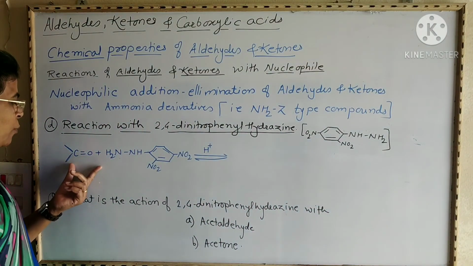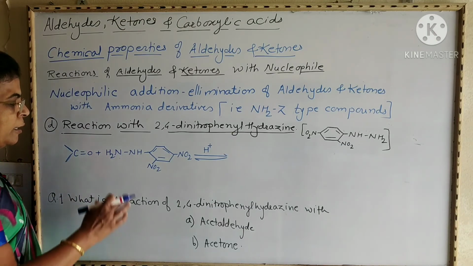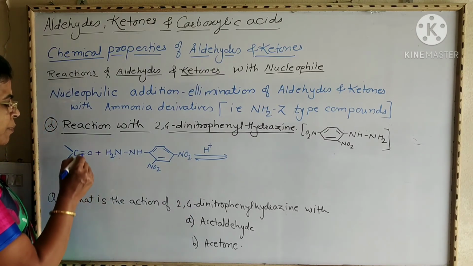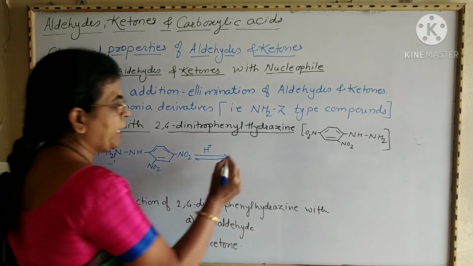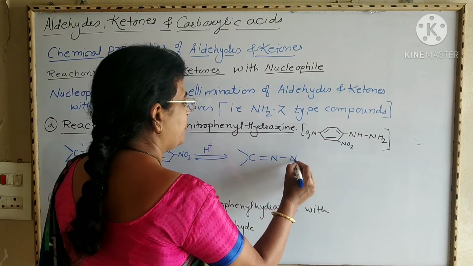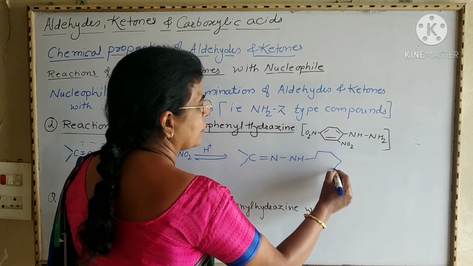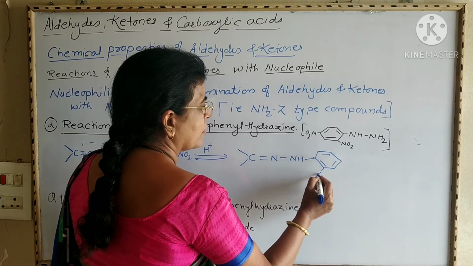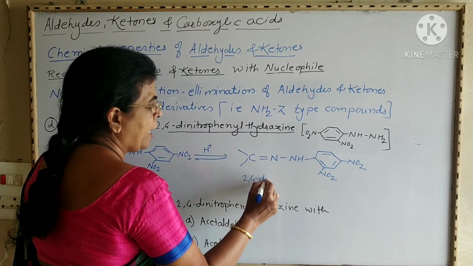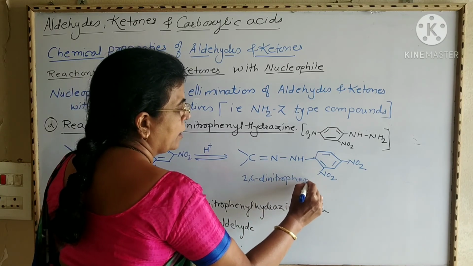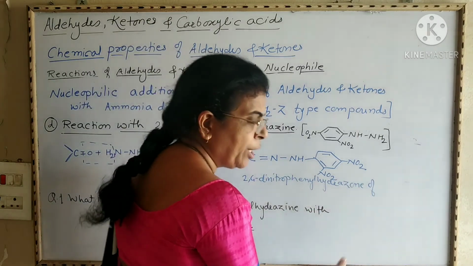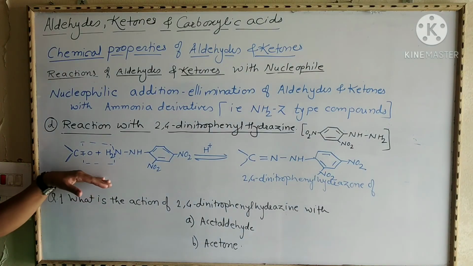Now here when a carbonyl compound, that is aldehydes and ketones, is reacted with this 2,4-dinitrophenylhydrazine in presence of weakly acidic medium, then removal of H2O takes place and you will get C double bond N NH, that is the 2,4-dinitrophenylhydrazone of the aldehyde or ketone. Now this is the general reaction.